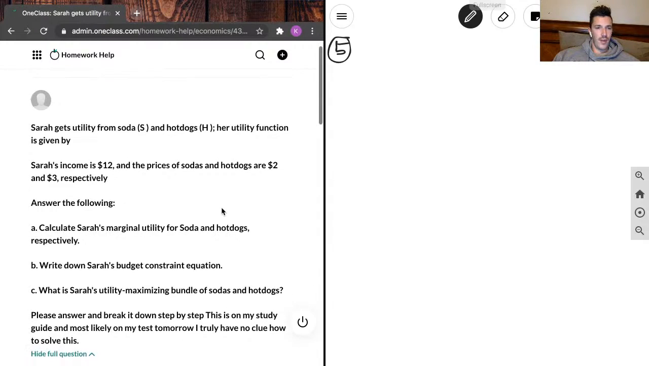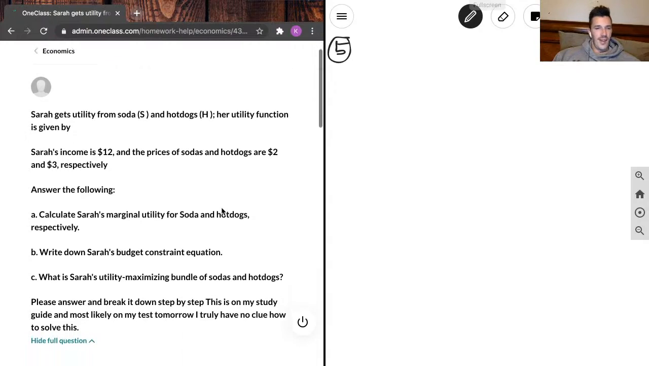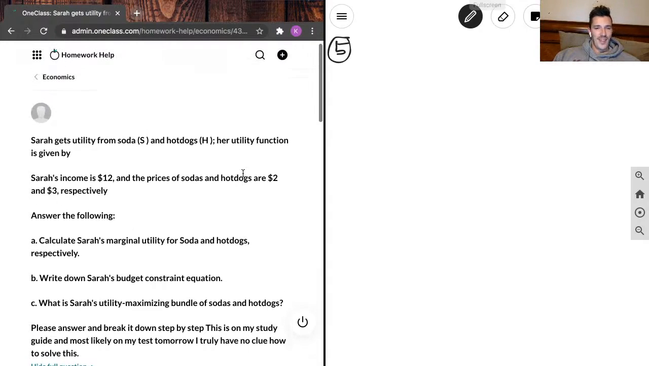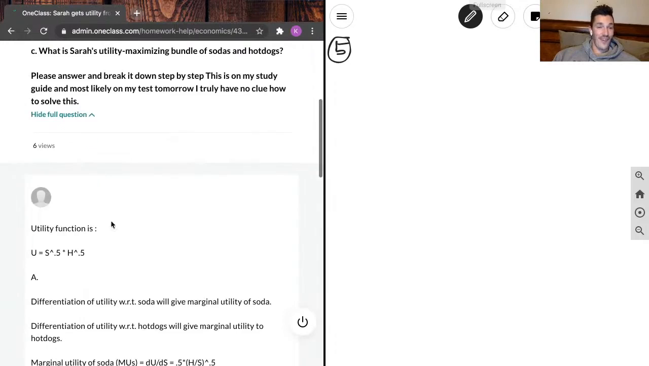I truly have no clue how to solve this. I hope you sent in this question like earlier today. If not, I hope your test went well to whoever asked this. Unless the utility function is, oh, here we do have the utility function.